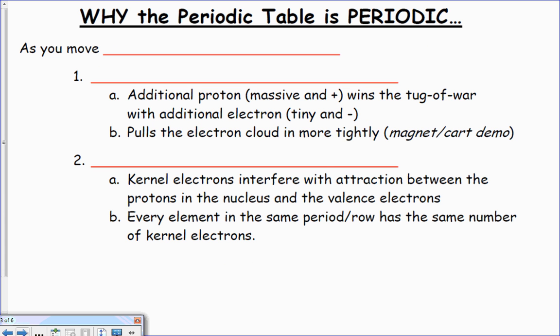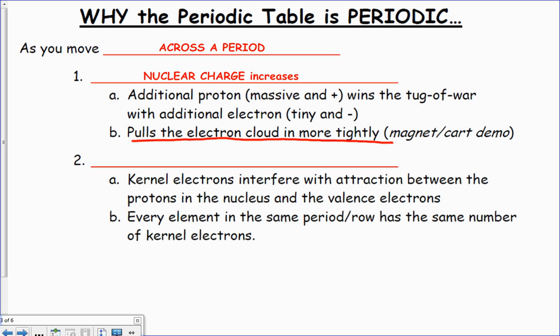Why is the periodic table periodic? Well, because there's cycles in the periodic table, okay? So as I move across a period, the nuclear charge is going to increase, and we found that it increases by 1 proton every time we go, okay? Well, this is what's key here: as I go across, they can pull the electron cloud more tightly. We're going to find that comes up in a later video.